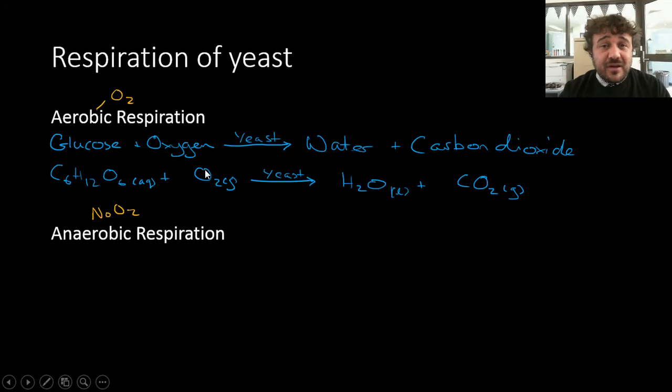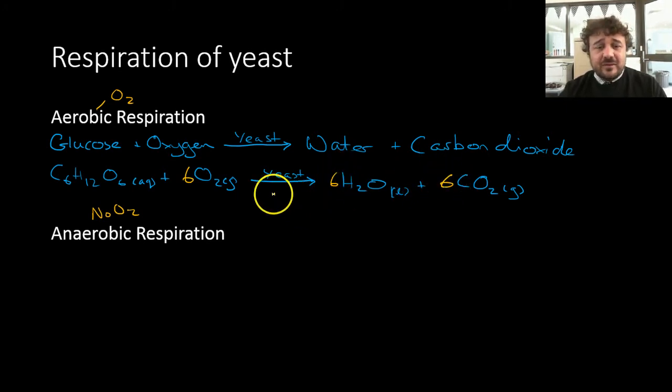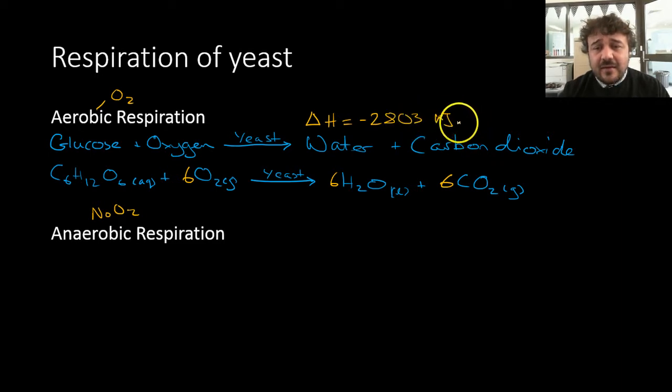Alright, now, because you're a winner, I'm assuming that you've already done this. So we put a 6 there, 6 there, 6 there, and all is good with the world. Now, it's important to realize, this is an exothermic reaction, which means its enthalpy is a whopping minus 2,803 kilojoules per mole. Okay, so we're all good there.